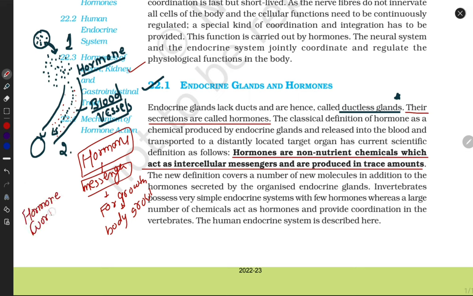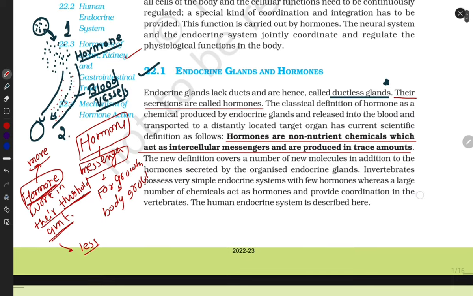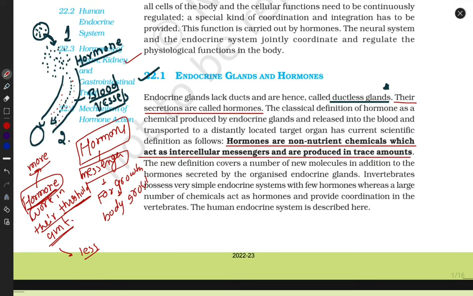Next, hormones work in their threshold amount. What is the threshold amount? This is the working amount. If hormones are more in the body, they cause disease. If hormones are less in our body, they also cause disease. So it is necessary that a hormone should be present in its specific threshold amount. This hormone definition is also important for examination.